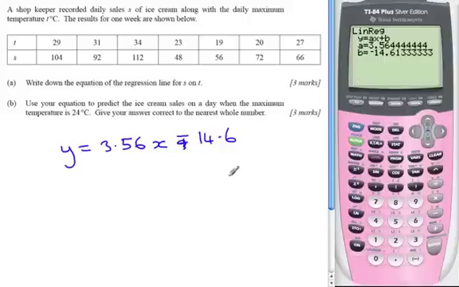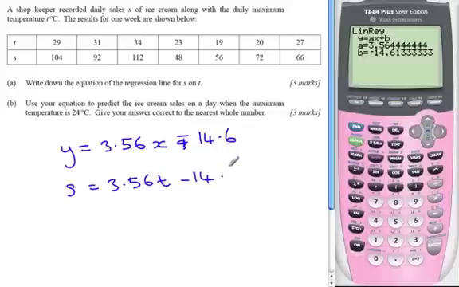So s is dependent on t. The ice cream sales are dependent on the temperature. So y is the ice cream sales and x is t for temperature. Okay, it says write down the equation s on t. So we should use s and t. Might take away 1 point there if we leave it in x and y.